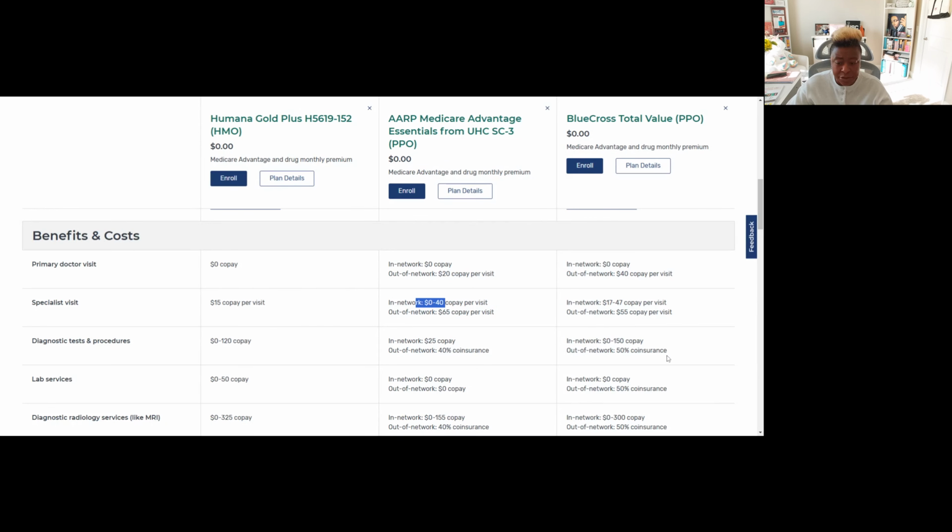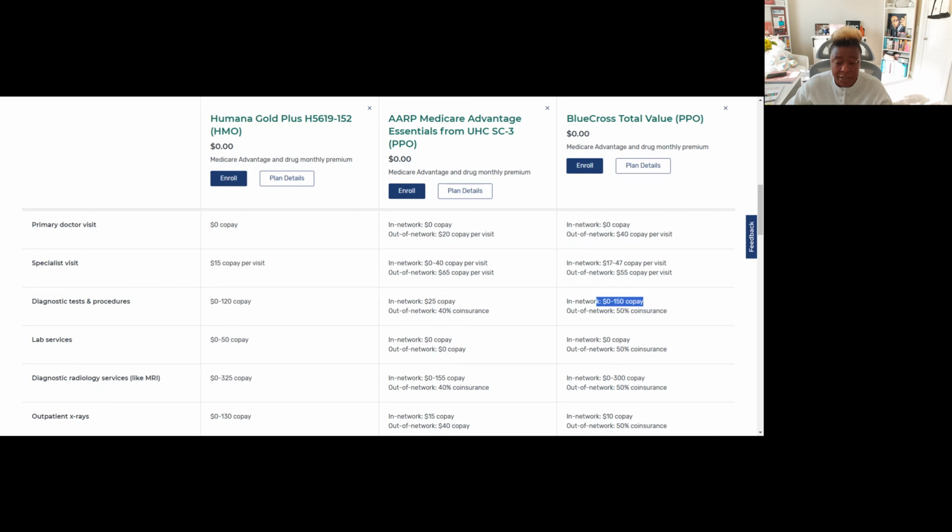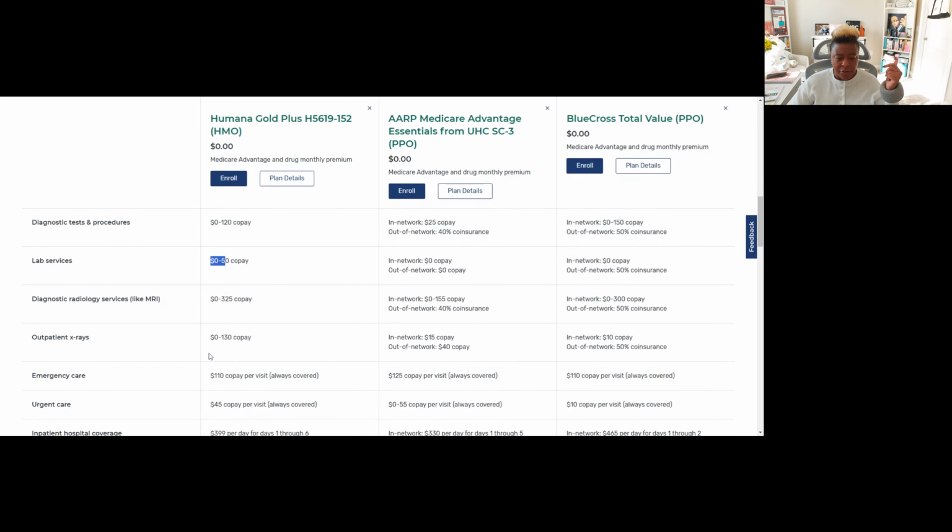Diagnostic tests and procedures. I like things that have just a set copay. When you have things in ranges, it just makes it more difficult to have to explain, as well as the Medicare beneficiary trying to figure out every time they go get something done, how much is it going to cost me because now I'm in a range. But just to know that's why that is out there. Lab services. I like these at $0. Lab services are usually anything in Medicare that is preventative is usually always going to be $0 on Medicare Advantage. Okay. Your MRIs. So there's those coverage.